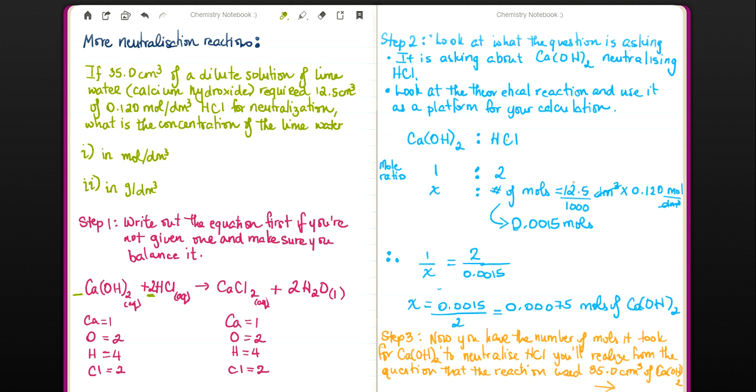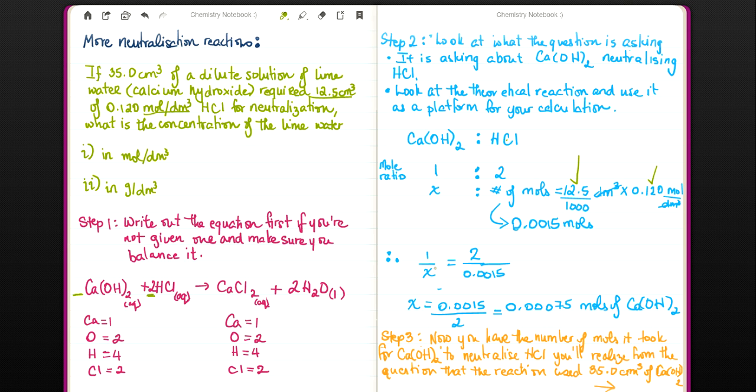We also know the moles of hydrochloric acid because we were given some clues. We were given 1, the volume, and 2, the molarity. The molarity was in mole per dm cube, right? And the volume of it was in centimeters cube. So you're going to change over your centimeters cube to dm cube by dividing by 1,000. Get rid of the dm cube here and here to get your moles. And we end up with 0.0015 moles.